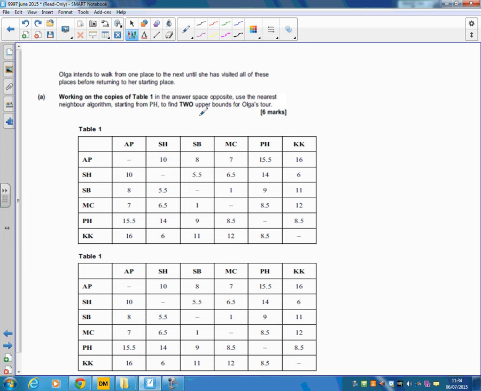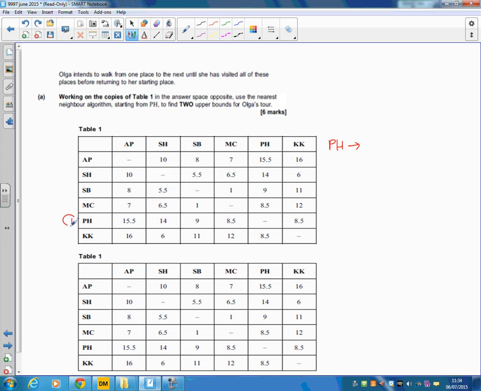Let's see why there's 2 upper bounds. So we're doing it from PH. I'm going to work on the table, but I'm also going to show my list along the side. And as long as you've got a list along the side here, so as long as you've shown a complete tour here, you'll get your full marks from this. I'm going to do it on the table as well.